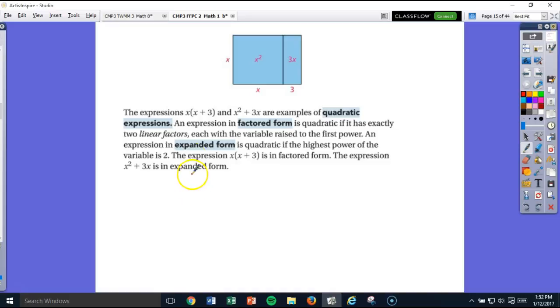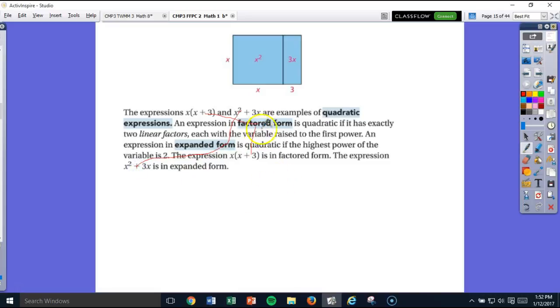Okay, coming back, now we continue on with an expression in factored form is quadratic if it has exactly two linear functions, each with the variable raised to the first power. We'll discuss that here in just a minute. An expression in expanded form is quadratic if the highest power of the variable is 2. So the factored form would be like this sort of expression, and we can draw our lines to here or here, and our expanded form is going to be this other type.